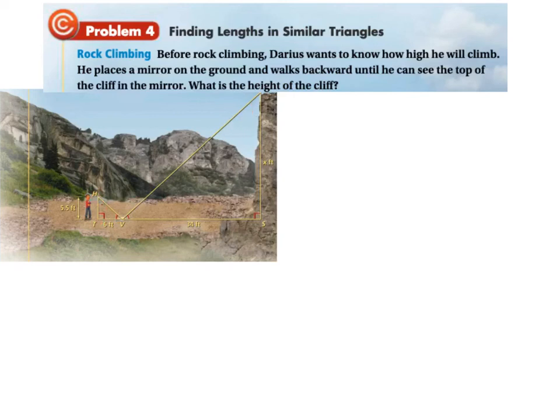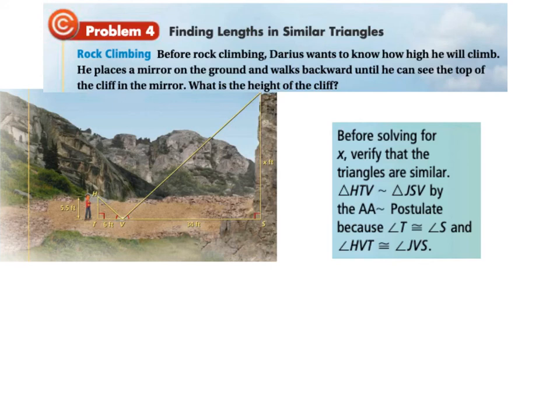Okay. Well, first thing is, before solving for X, we need to verify that we're dealing with similar triangles. And as they say, triangle HTV, this right here, is similar to triangle JSV by angle-angle similarity, because angle T is congruent to angle S, they're 90-degree angles, and this angle HVT is congruent to this angle JVS, because we know that about mirrors, right? That you're gonna get the same angle there and there, okay?